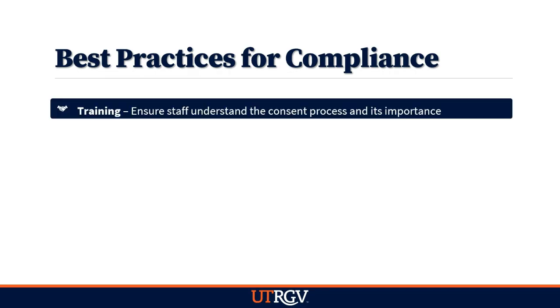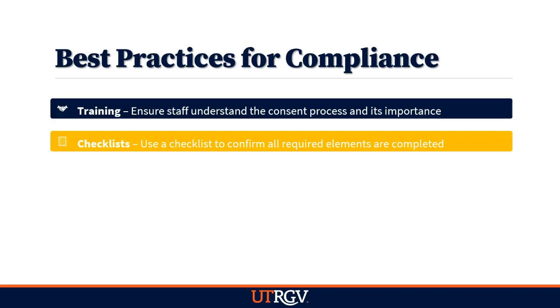Training. Ensure the personnel responsible for obtaining consent are trained in the process and understand the significance of each section of the consent form. They should understand the importance of each element of the consent form and the consequences of missing information. Checklist. Provide a checklist or guidelines during the consent process.